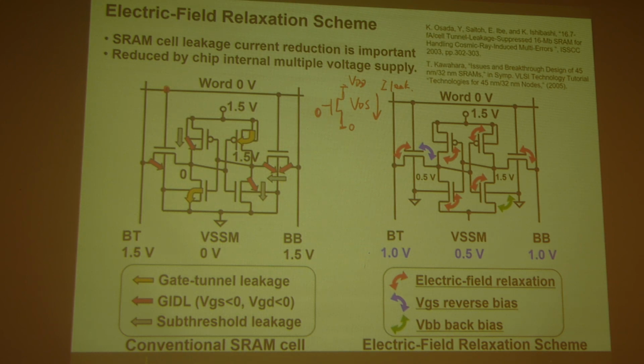So this word line is zero. So those two transistors are off, and this is in the hold mode. And then the bit line and bit line bar always pre-charge to VDD. So let's assume this VDD is 1.5 volts in this case.